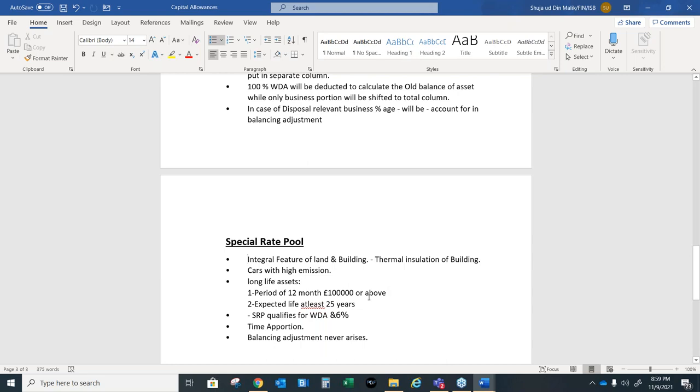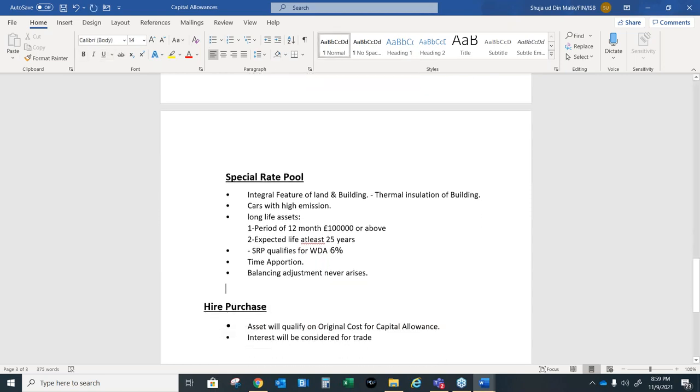Again, this 100,000 is for 12 months. If it is period ended, we will be time apportioning it, and if it is year ended, we won't be time apportioning it. Yes, and WDA at the rate of 6% will be used here, and balancing adjustment never arises.